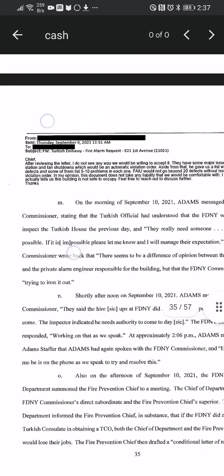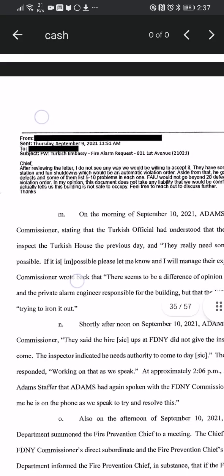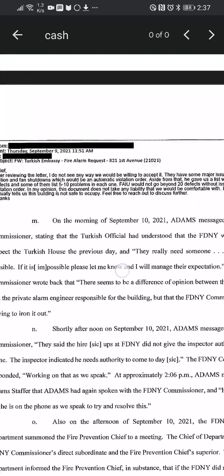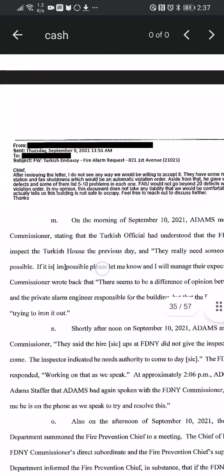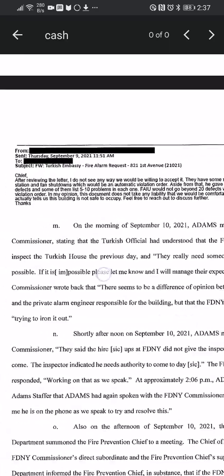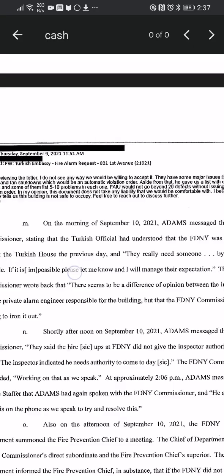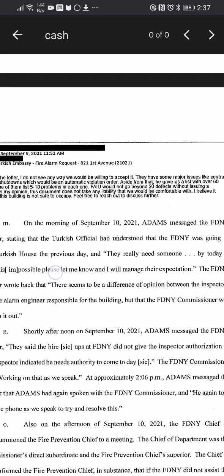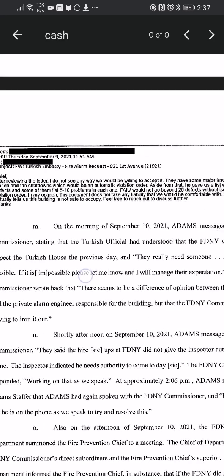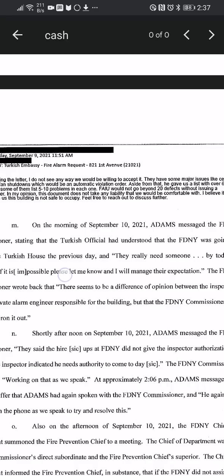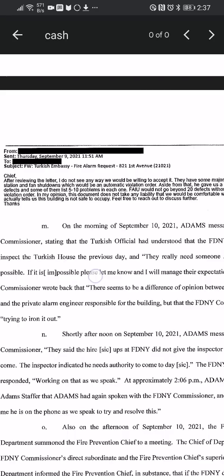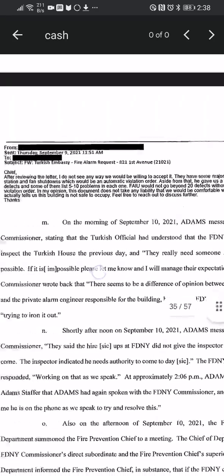This is cool. Chief, after review of the letter, I do not see any way we would be willing to accept it. They have some major issues like central station and fan shutdowns that would be automatic violation orders. Aside from that, he gave us a list of over 60 defects, and some of them list 5 to 10 problems each. We will not go beyond 20 defects without issuing a violation order. In my opinion, this document does not take any liability that we would be comfortable with. I believe it actually tells us this building is not safe to occupy. Feel free to reach out to us later.